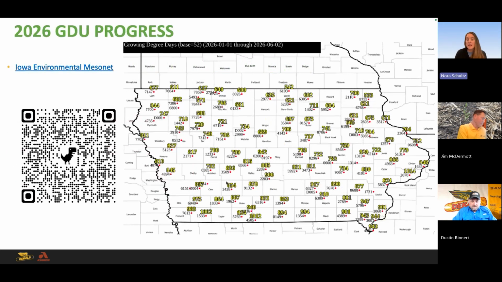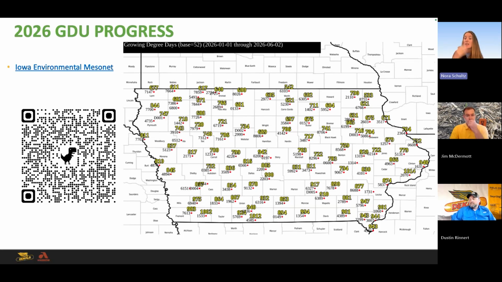So this is something that I pulled yesterday morning. Here is how we are sitting in the state for GDU accumulation from January 1 for base 52. We can see that our teammates down south are very ahead of a normal pace.